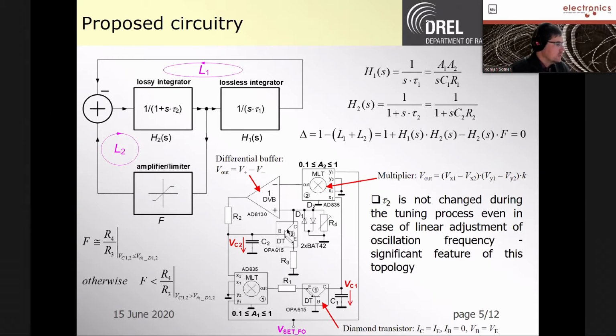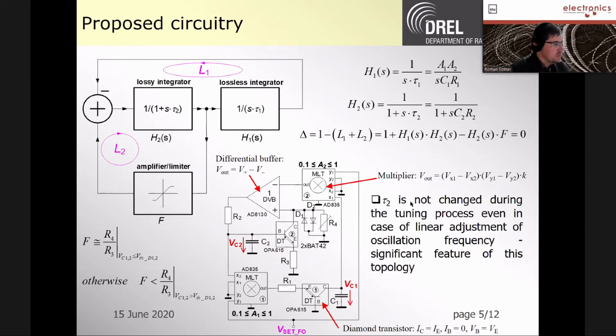It is nothing spectacular. The most interesting for us is the transfer of the integrator, this lossless integrator, because we can see that all controllable parameters are there. There are two gains here targeting these blocks. In standard cases, the tunability targets both integrators, also tau2, but not in our case.